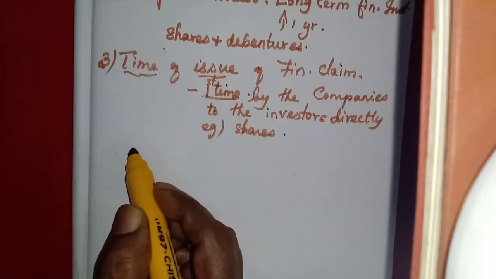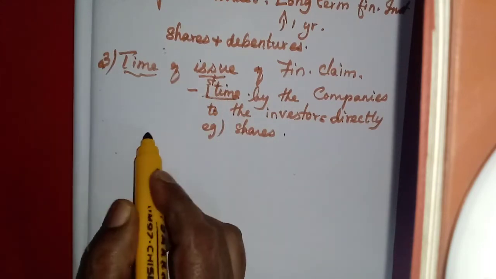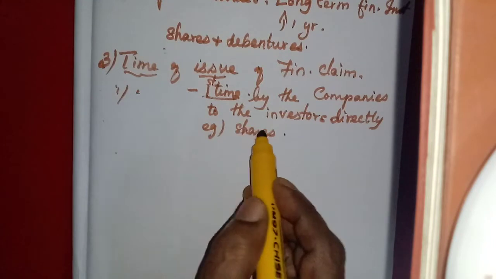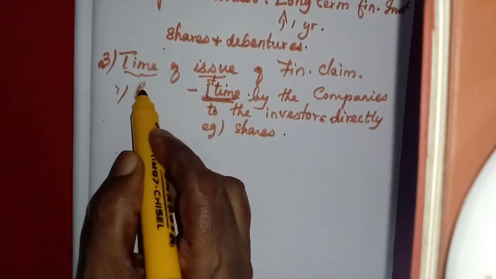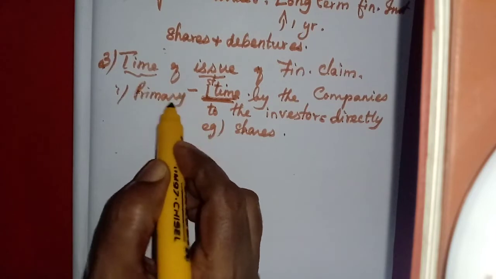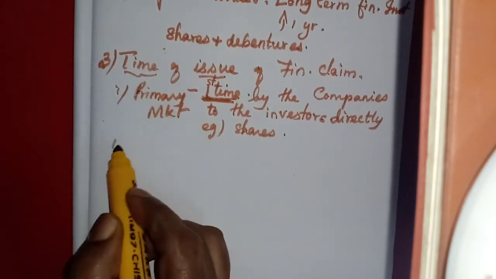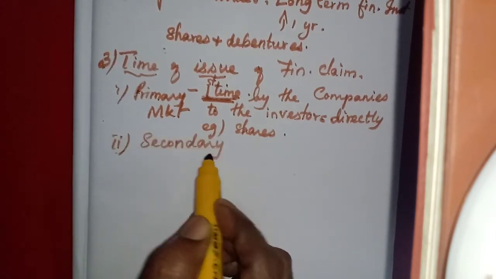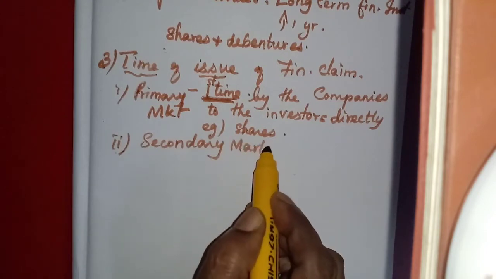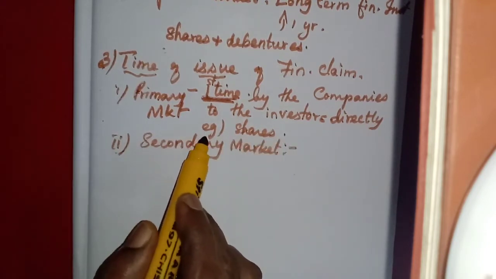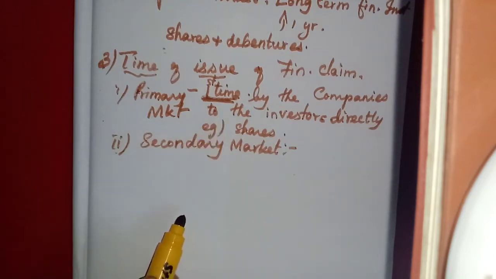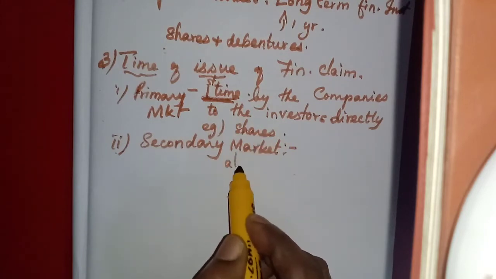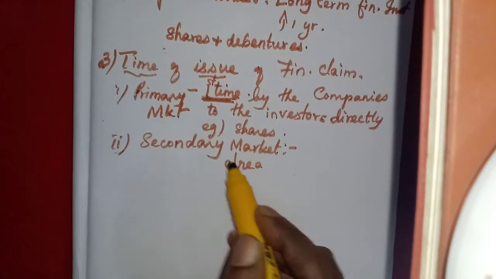And the other one is, here we can see the first one. This, because it is issued for the first time, we can call them as primary market. Primary market, secondary market. Okay, the next side ready. Secondary market. Here, the shares or the securities which are already issued in the primary market are traded.